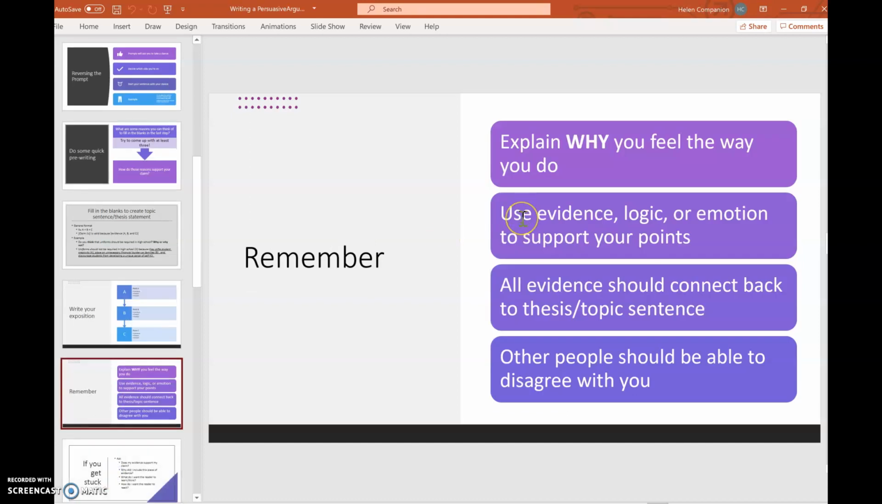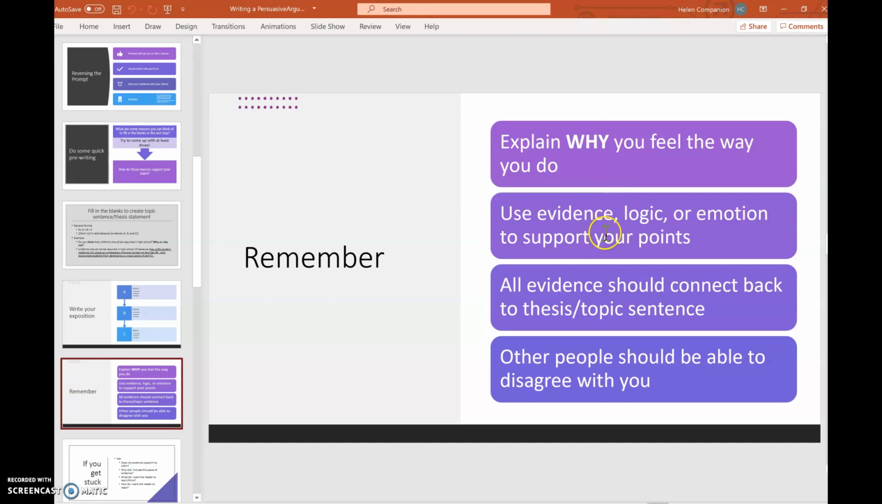So as a reminder, make sure you explain why you feel the way you do. You may think that a piece of evidence is enough, but what's especially important in this mode is explaining your thought process, explaining your reasoning. Even if you think that the reader would get it from what you've said, make sure you take that extra step and put the analyze in there.